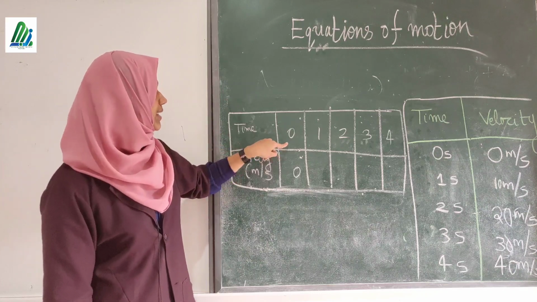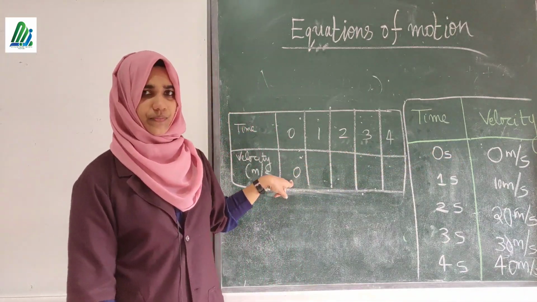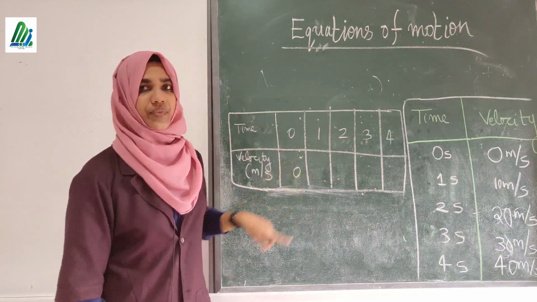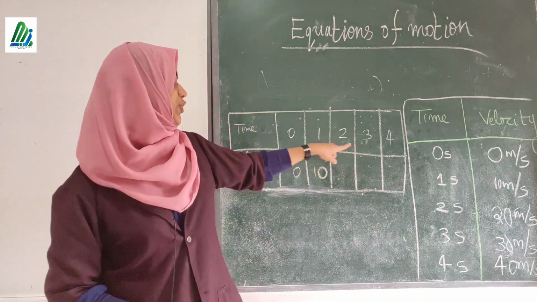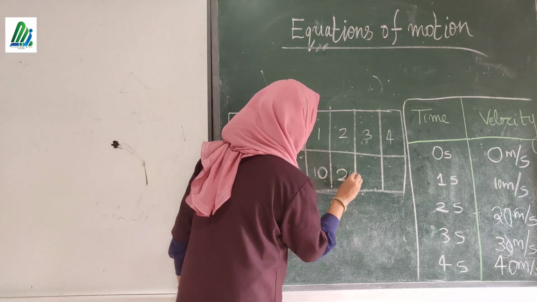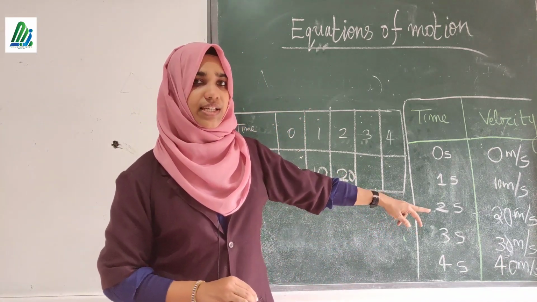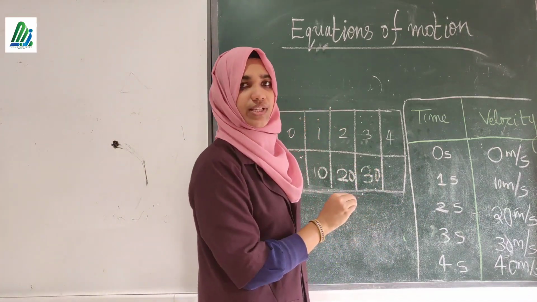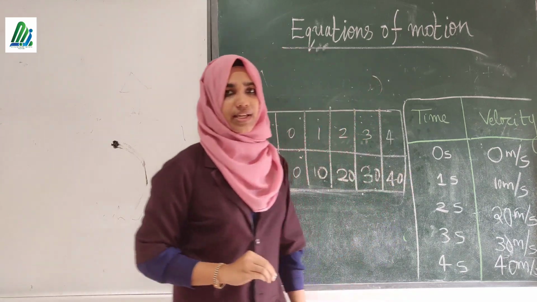Okay, so at time 0 seconds, the velocity is 0 meter per second. At 1 second, how much is the velocity? That is 10 meter per second. Then in 2 seconds, how much is the velocity? That is 20 meter per second. Then 3 seconds, how much is the velocity? That is 30 meter per second. Then 4 seconds, how much is the velocity? That is 40 meter per second.